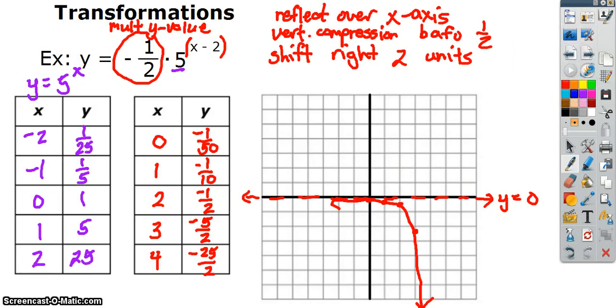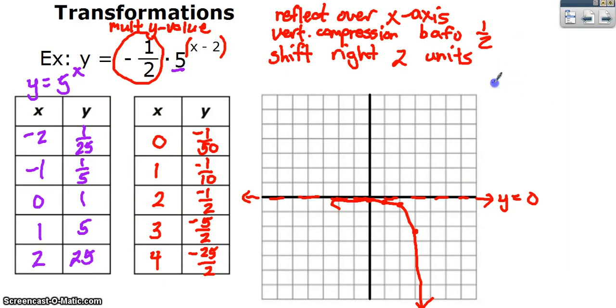If you're asked to find domain and range on this, the domain is going to remain unchanged. It's still negative infinity to positive infinity, all real numbers. All right, arrow and arrow. And the range is, well, I guess it is changed a little bit. It's usually 0 to positive infinity, but we've flipped it over now, so it actually goes from negative infinity up to 0.